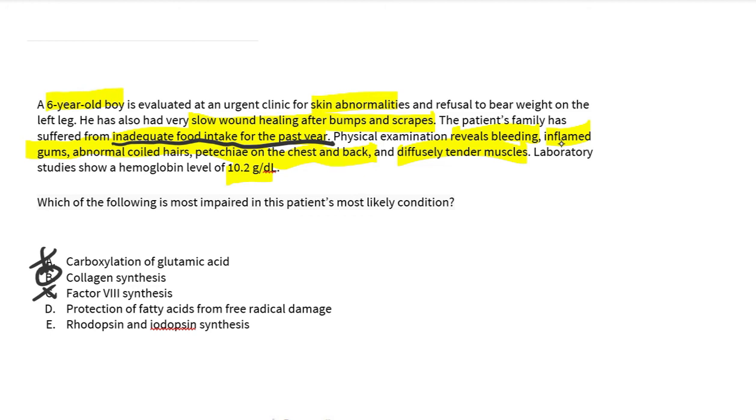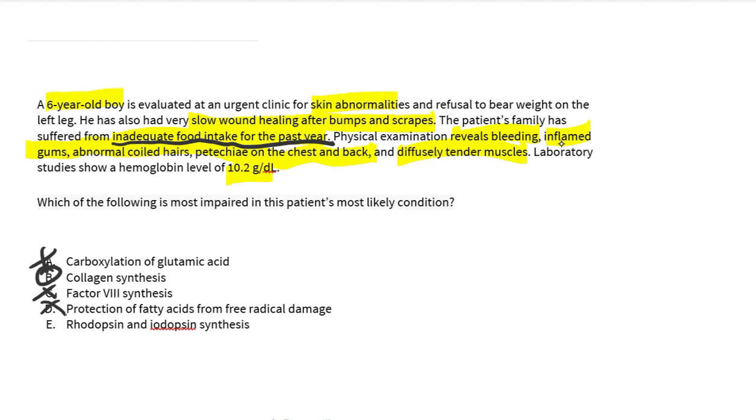Protection of fatty acids from free radical damage. So patients who have a problem with protecting fatty acids from free radical damage, this is consistent with a vitamin E deficiency, and vitamin E is important in protecting red blood cells as well as the phospholipid membrane. And these patients would have neurological conditions, which isn't really consistent with the presentation we see here.